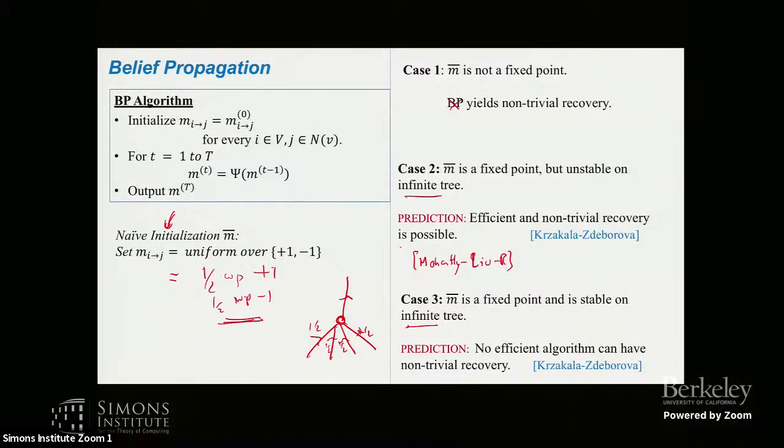But so the intuition why the naive initialization makes sense to look at is that basically, if it's not a fixed point, you would expect that you can at least do some non-trivial recovery, in the sense that you get something that's correlated with the solution. Maybe you don't get exactly the solution, but you get something that's correlated with it. Yeah, the naive initialization in Bayesian CSP is very natural. It's just the prior on the variables.